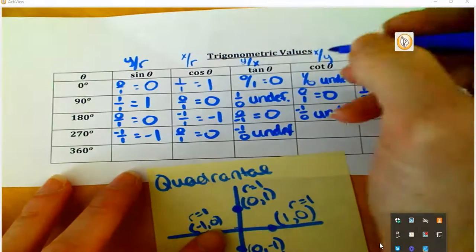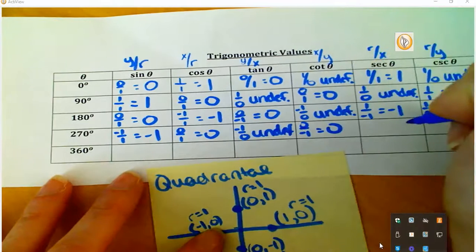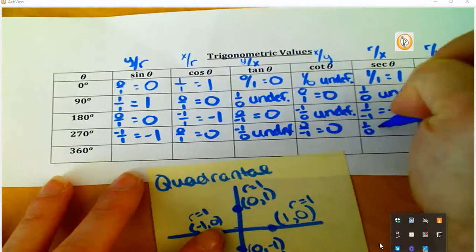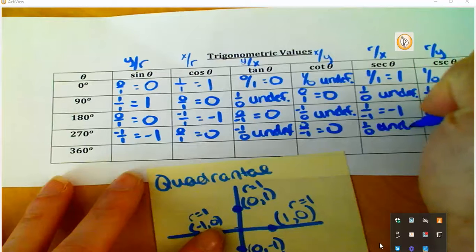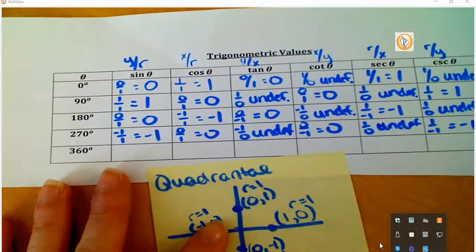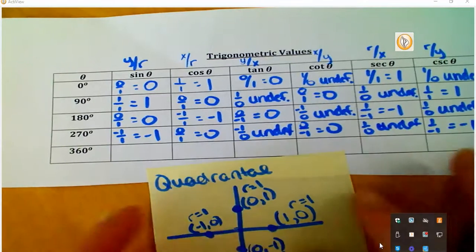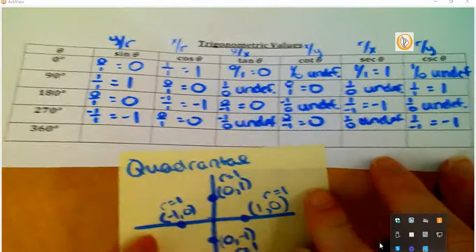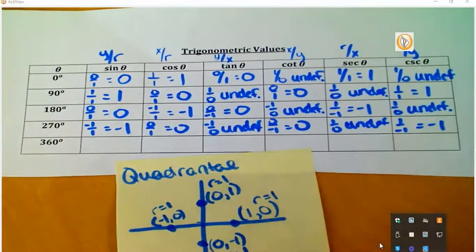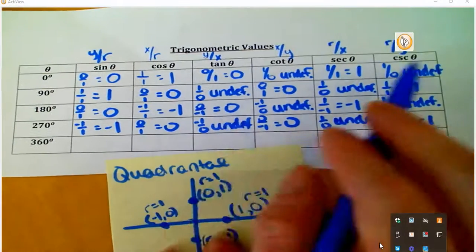Cotangent, x over y, so 0 over negative 1 is 0. Secant, reciprocal of cosine, 1 over 0 is undefined. And cosecant, reciprocal of sine, so 1 over negative 1 is negative 1. Alright, at 360. 360 is the exact same thing as what? 0. It's coterminal. So it's going to be all the same values we got when we did the 0.